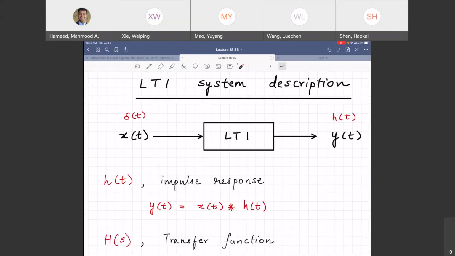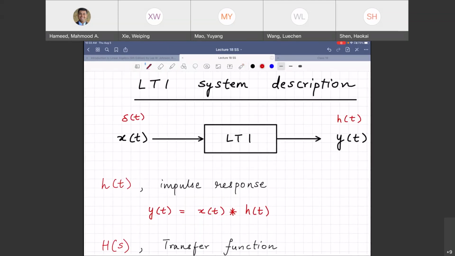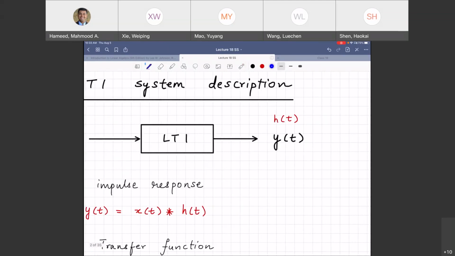But you could also do something like this. You could say input is u of t. If the input is u of t, what is the output? Step response, right? Let me call that y step of t. Is there a relationship between step response and impulse response?